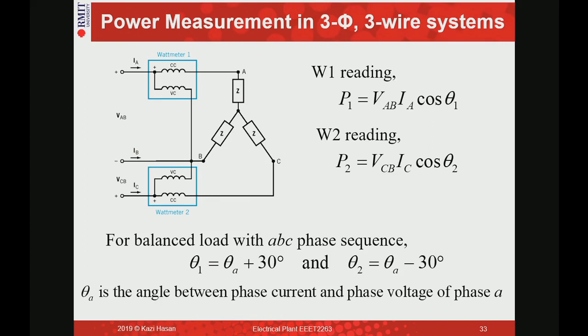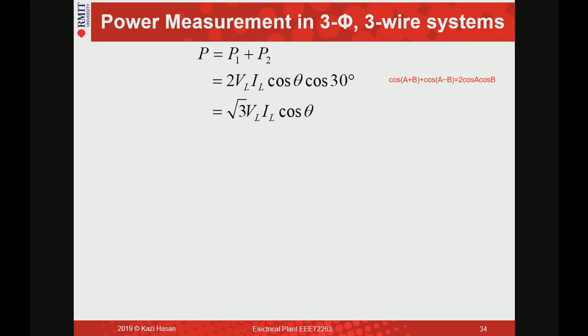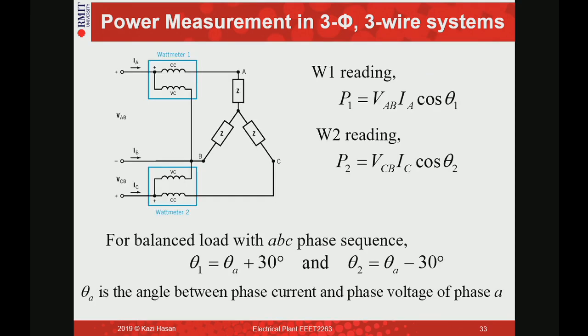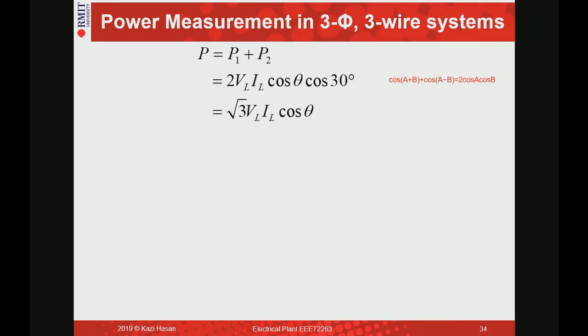So as we have said, our total power will be, if you add them together, P1 plus P2. When you do P1 plus P2 and bring the values of P1 and P2 from here, then you get 2 VL IL cos theta and cos 30 degree.